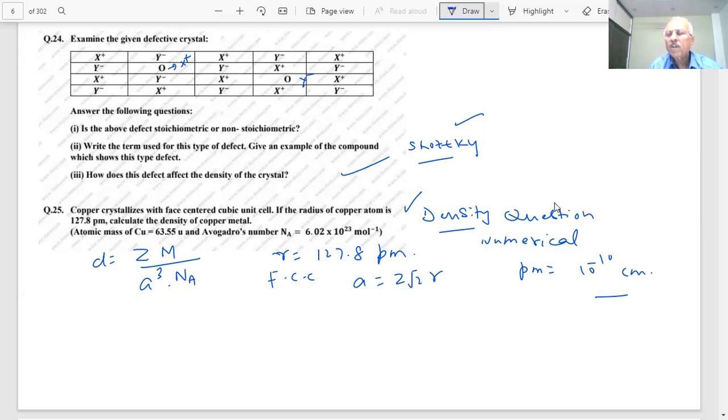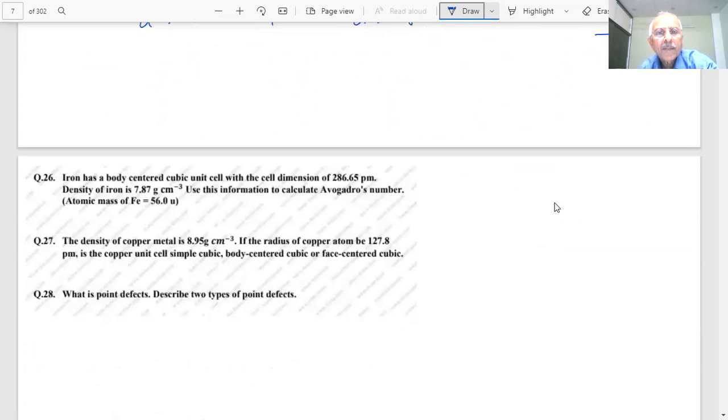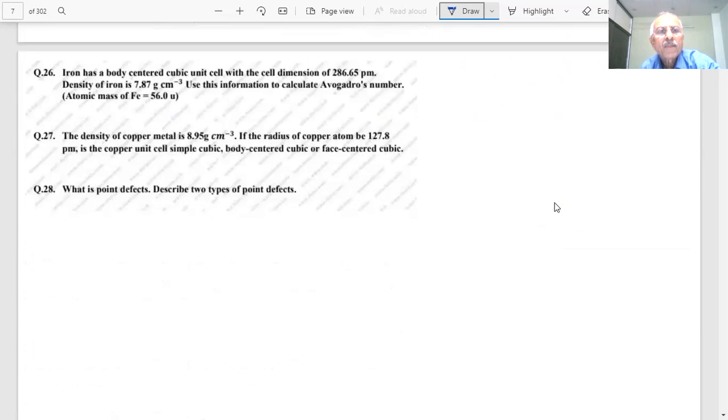Any doubt in this question? Okay. Another question is coming. Iron has BCC with this dimension, and the density is used to calculate the Avogadro number. Now he is asking to calculate the Avogadro number. You can do it with the same density formula.